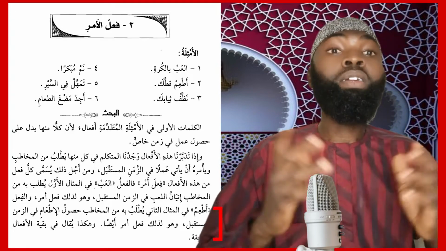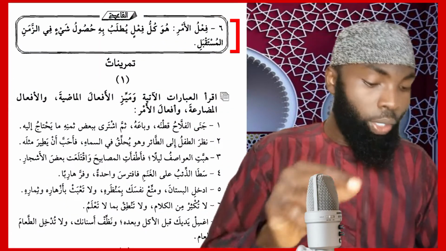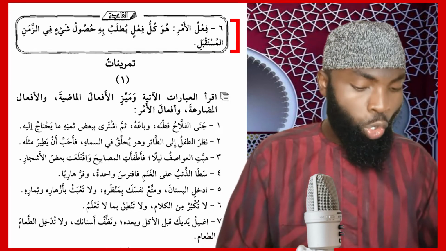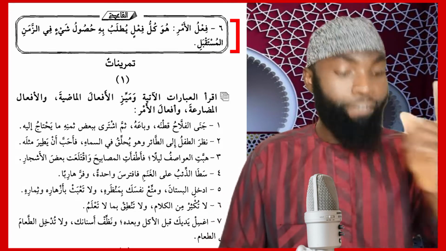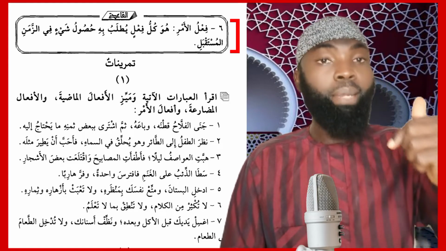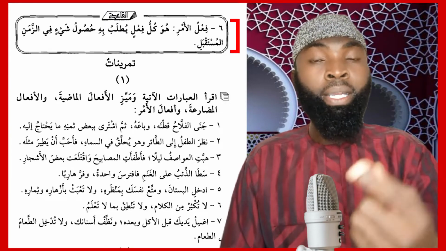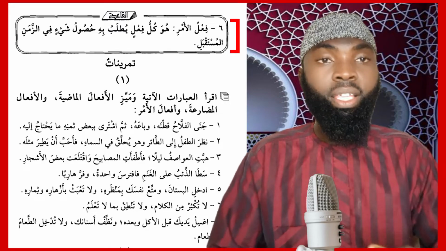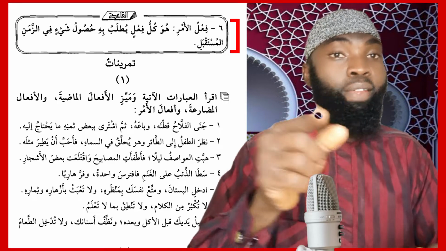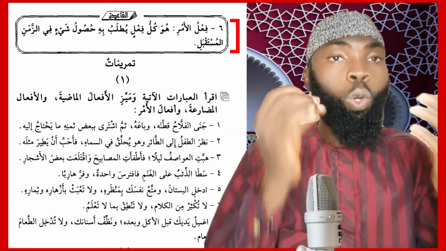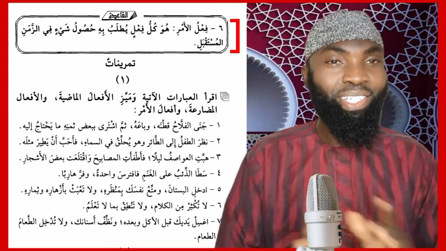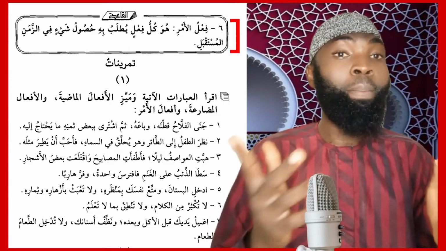Now we also have al-qaida. This is the sixth rule. It says al-fi'lu amr, that is the command tense. It is every verb yutlabu bihi husuli shay'in fi zamanil mustaqbal. It is every verb that is used to request the occurrence or the initiation of an action in the future. So any word we use to request someone to come up with an action is called fi'l al-amr. That is a command tense.